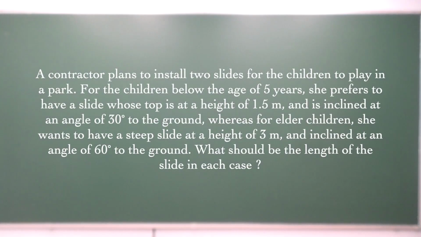A contractor plans to install 2 slides for the children to play in a park. For the children below the age of 5 years, she prefers to have a slide whose top is at a height of 1.5 meters and it is inclined at an angle of 30 degrees. Whereas for elder children, she wants to have a slide at a height of 3 meters and inclined at an angle of 60 degrees. What should be the length of the slides in each case?